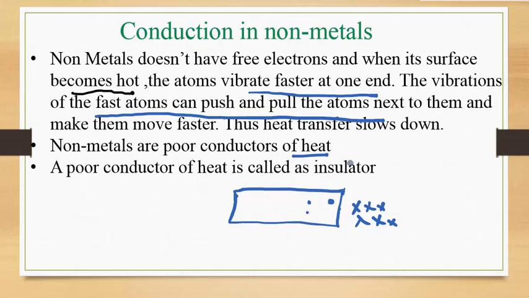That is why we use non-metal for the handle. If this is my container, then this handle will be made of non-metal, so that heat doesn't transfer from this point to this. A poor conductor of heat is also known as an insulator, and a good conductor of heat is known as a conductor, whereas a poor conductor is known as an insulator.